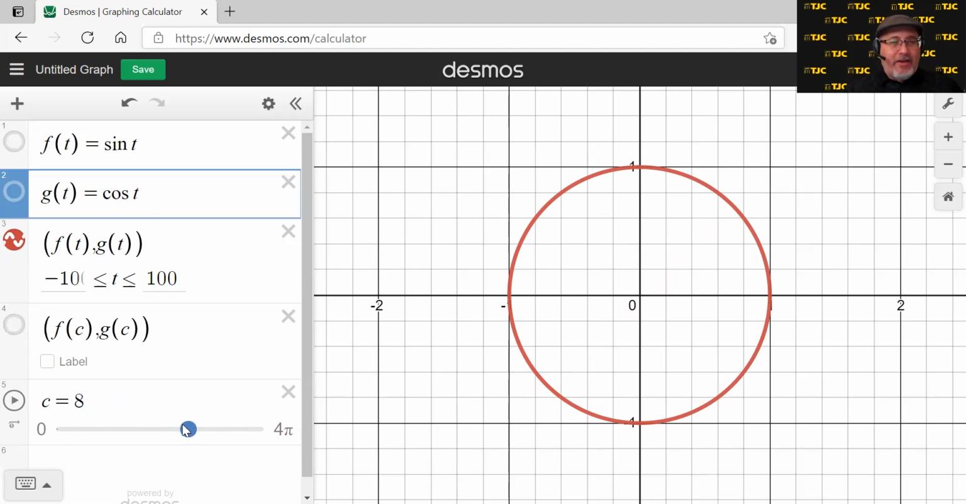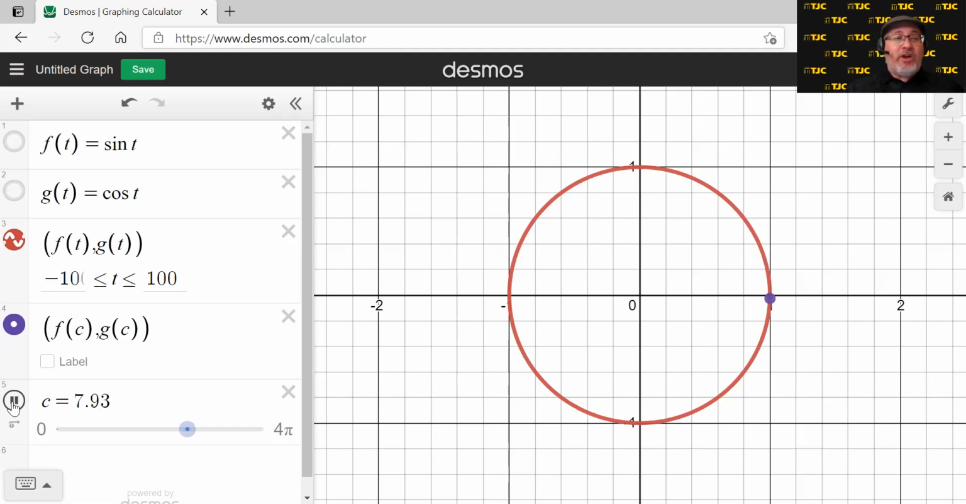Let's take it all the way back and turn on the point. Oh, look, it starts at a different place. When we had cosine and sine for x and y, we started on the positive x-axis. But when we have sine for x and cosine for y, which I know sounds backwards, it starts on the positive y-axis. Okay, different starting point. Oh, and it's going clockwise.